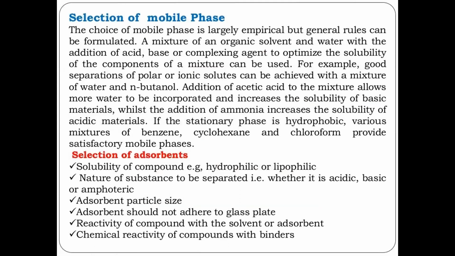The next step is selection of the mobile phase. After selecting the stationary phase, the mobile phase is selected based on the analyte. If the stationary phase is hydrophobic, benzene, cyclohexane, or a mixture of benzene, cyclohexane, and chloroform can be used as the mobile phase. For hydrophilic analytes, water and butanol are used as the mobile phase. Selection of the adsorbents.